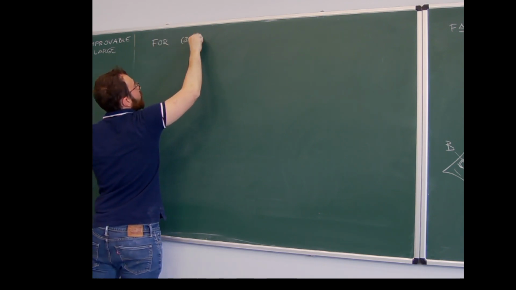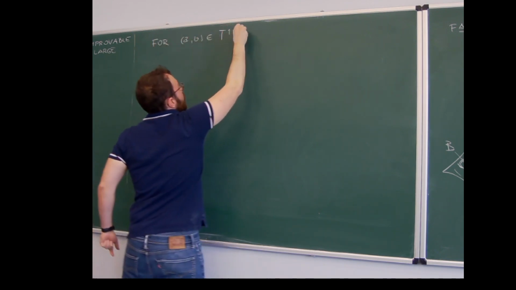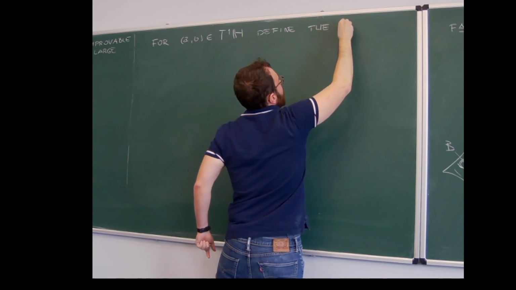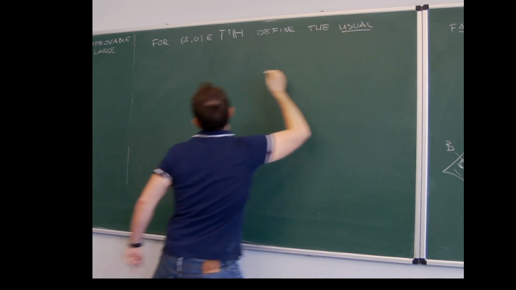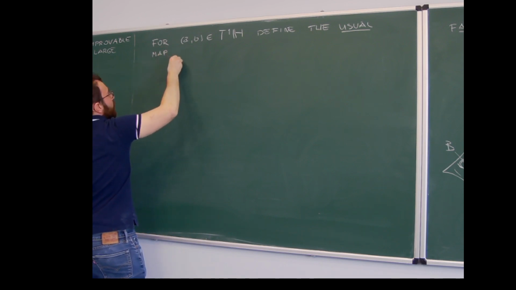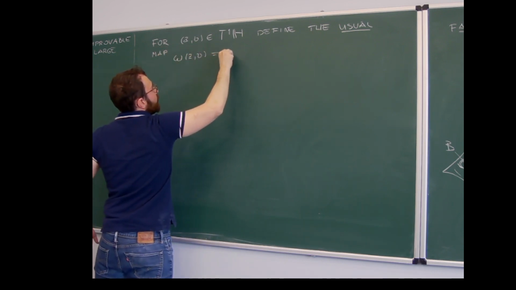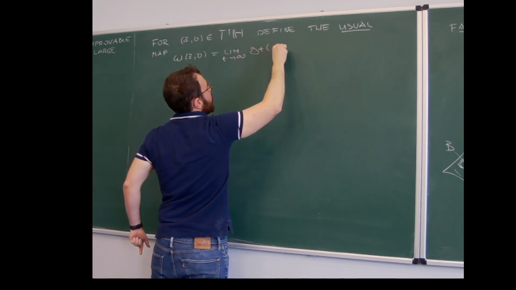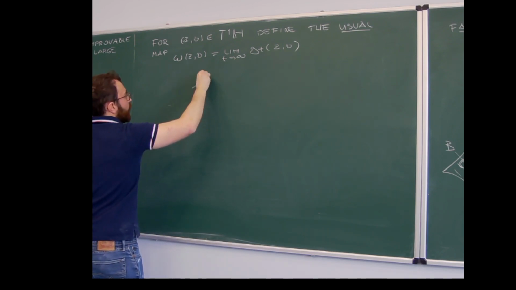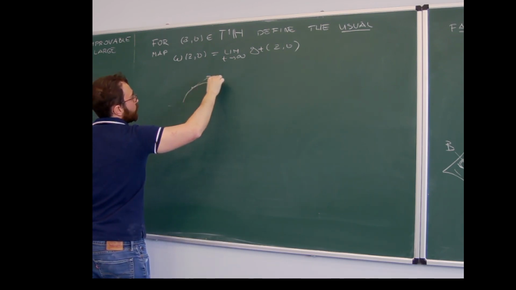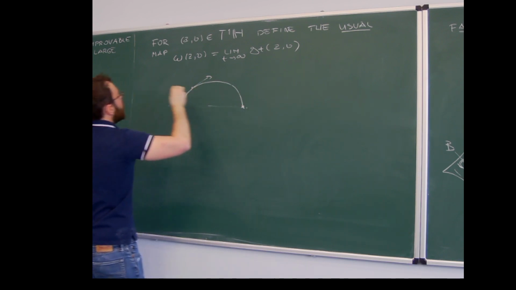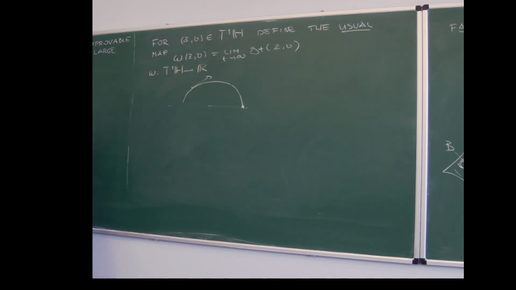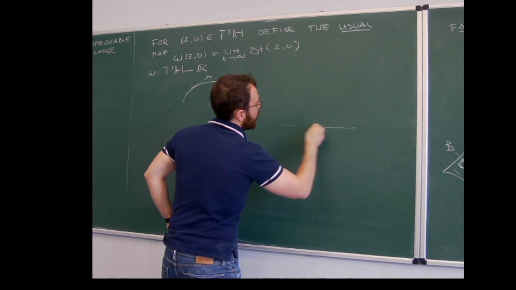For zv in T1H, define the visual map omega of zv as the limit of the geodesic flow applied to zv. So you start from a point with a direction, this will correspond to a geodesic, and you follow it to the end. So omega goes from T1H to R. Let me write our quotient here.